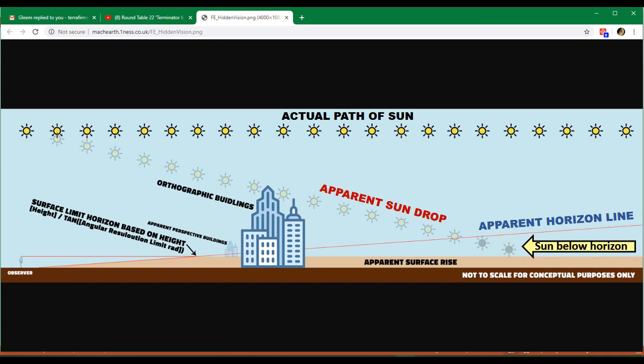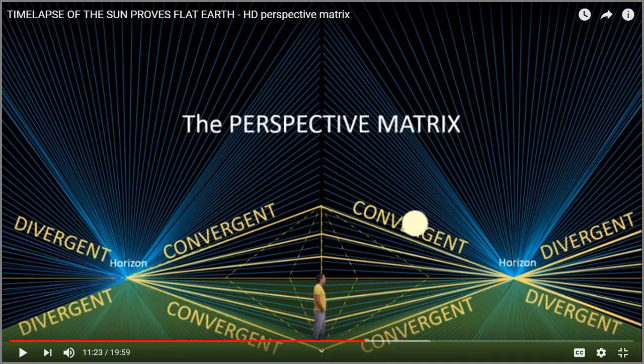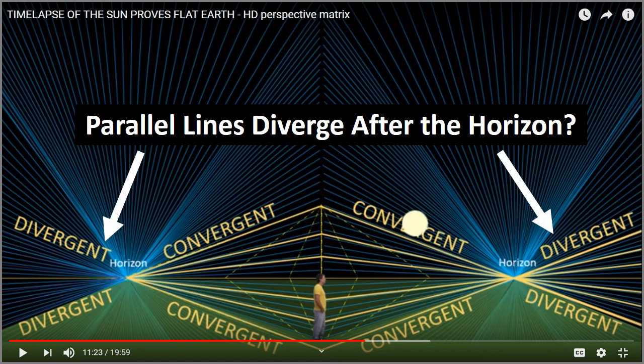And by chance, does this look familiar? Why, it is based on P-Brain's perspective matrix. And if you watch my channel, my last video upload was exposing this nonsense. I mean, seriously, does anyone really think that parallel lines diverge after the horizon?